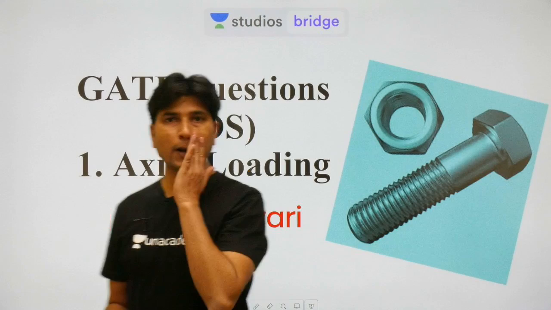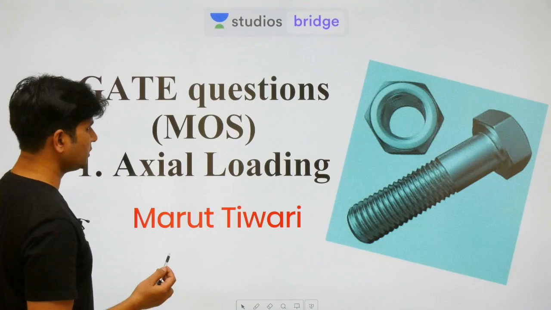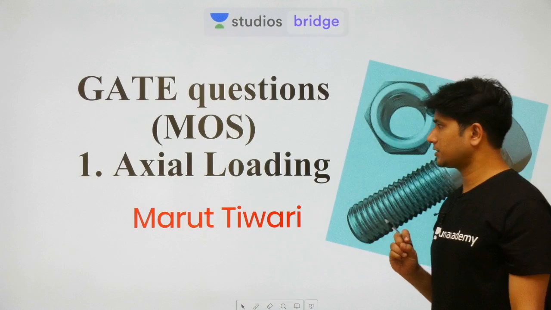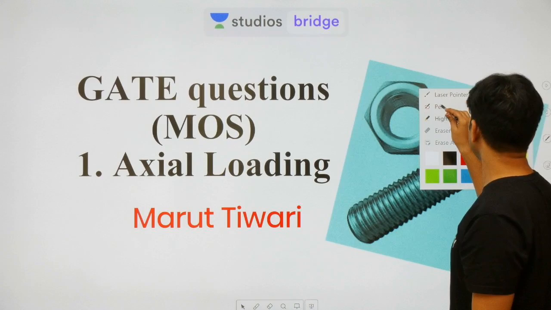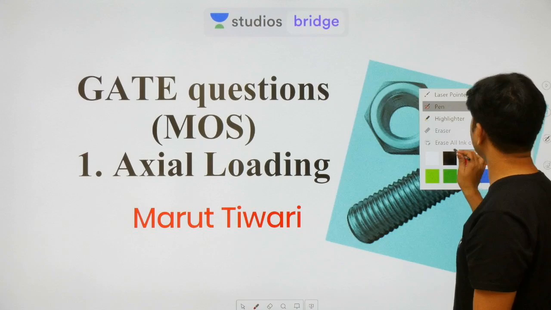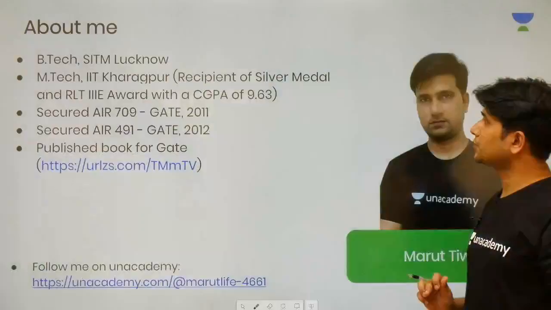Today I'm going to discuss a number of questions that they have asked in the axial loading chapter in the subject mechanics of solids. So let's go ahead. Mechanics of solids, as you know, is a very important subject as far as GATE is concerned. A number of questions they have asked from mechanics of solids, and in mechanics of solids, axial loading is one of the important topics. Why? Because as you'll see, a number of problems, and very frequently, they have asked problems from this particular topic.